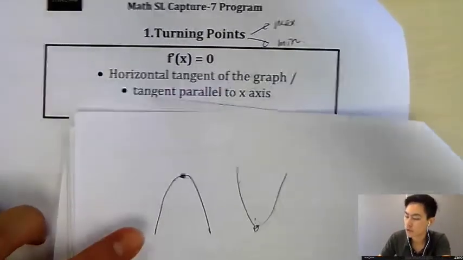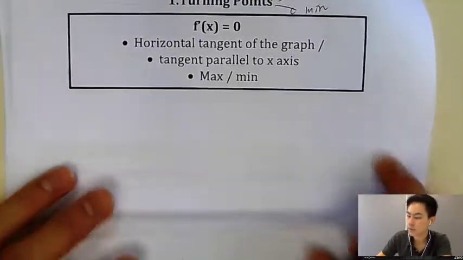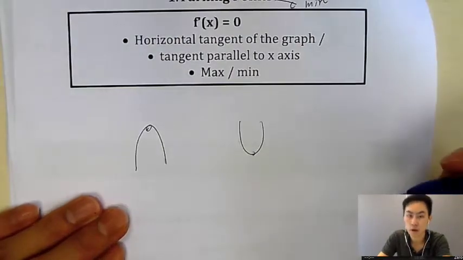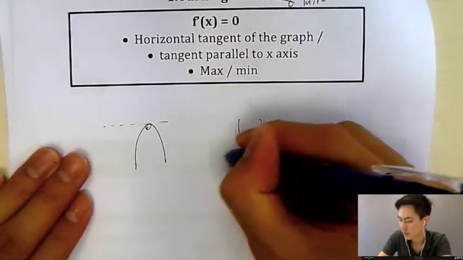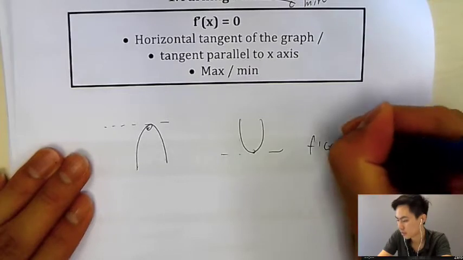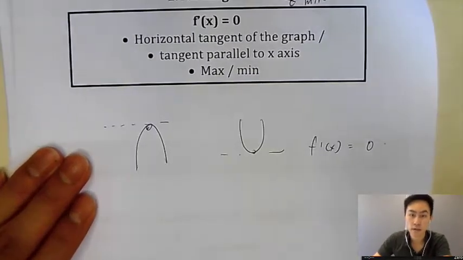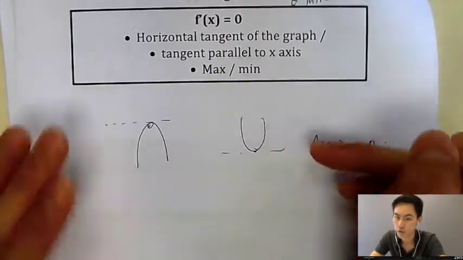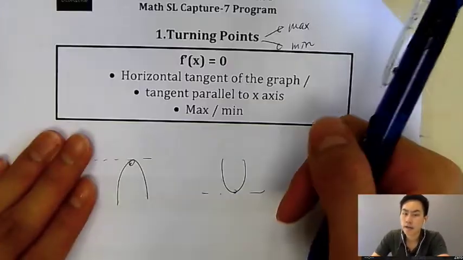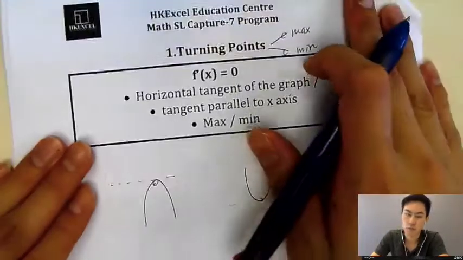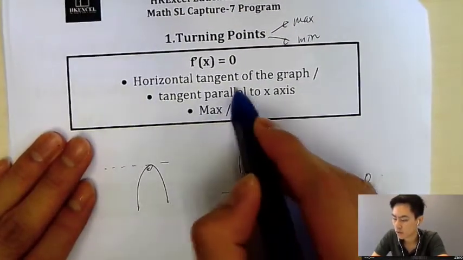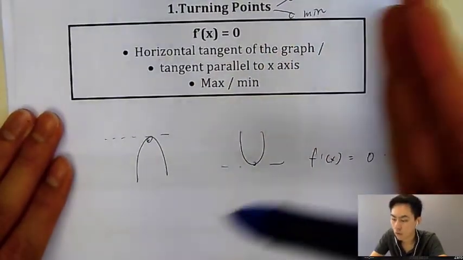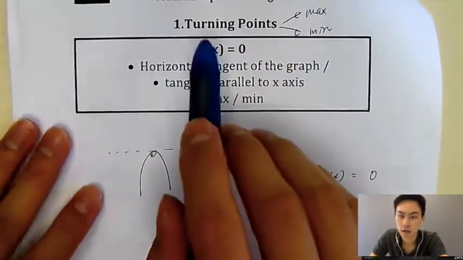Whenever you see this word, you always think of the slope for maximum or minimum: it must always be 0 at this point. f dash x is the gradient, so f dash x is 0 for maximum or minimum. The gradient is 0. But sometimes the question wording would say that a horizontal tangent of the graph touches the point, and that point will be the turning point as well.